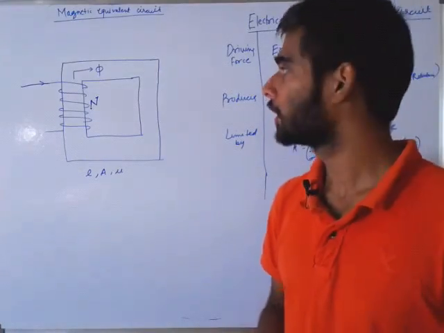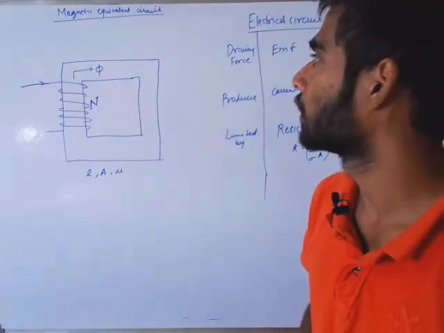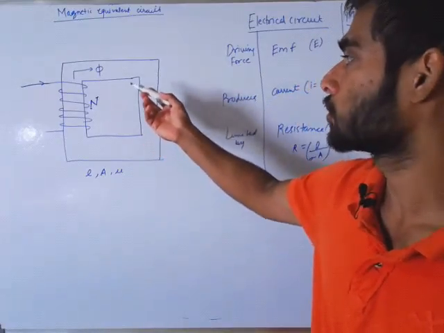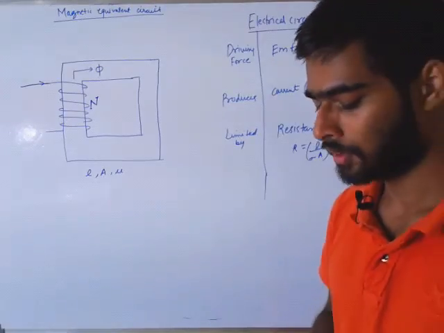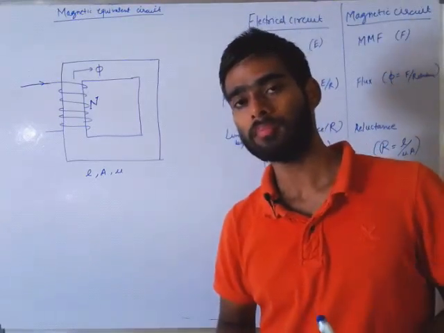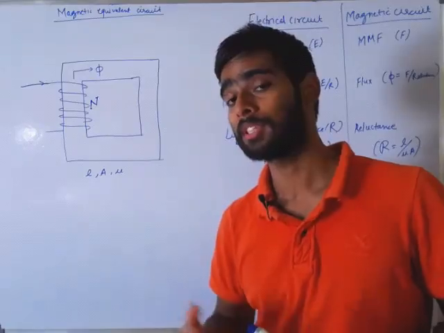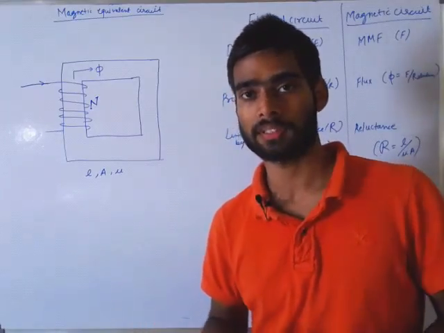Hello friends, here the simple magnetic circuit is given. Our task is to draw equivalent magnetic circuits. Before moving further, one thing I want to tell you is that the magnetic equivalent circuit is very much similar to our electrical equivalent circuits. How?